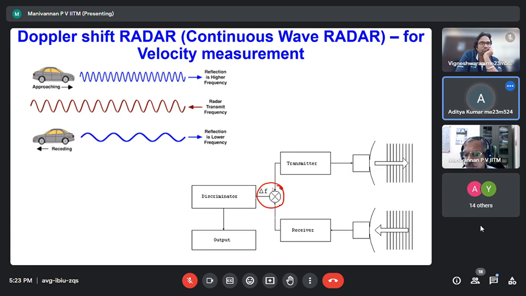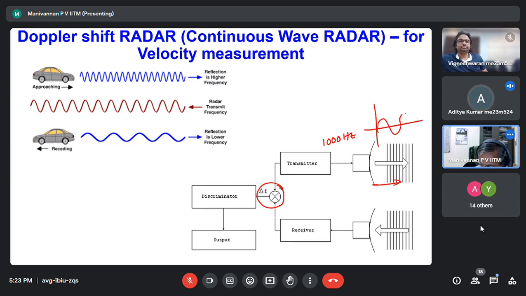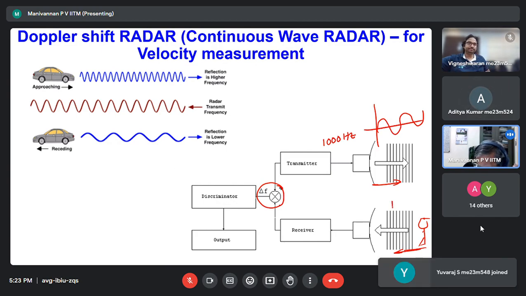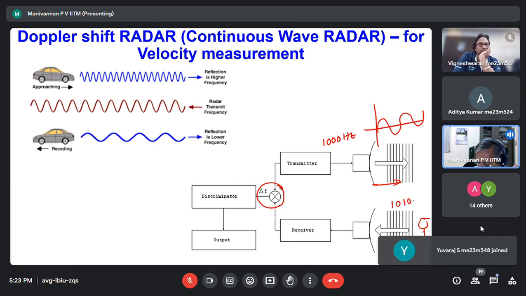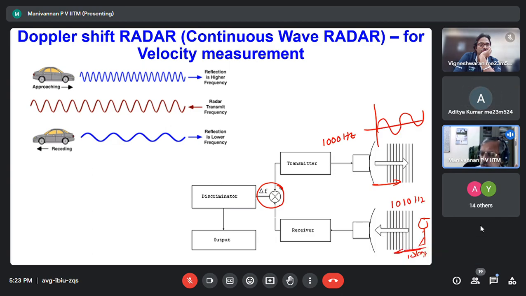If some object is found in place of that, it will receive the signal. Yeah. See, for example, I am transmitting 1000 hertz for understanding purposes. This is transmitting a sine wave. Now there's an object here, somebody is standing, and it is reflected. Now, if the object is moving towards your radar, what will happen? The frequency will become 1010 hertz for understanding purposes. Say he is traveling at 10 kilometers per hour, walking towards you.